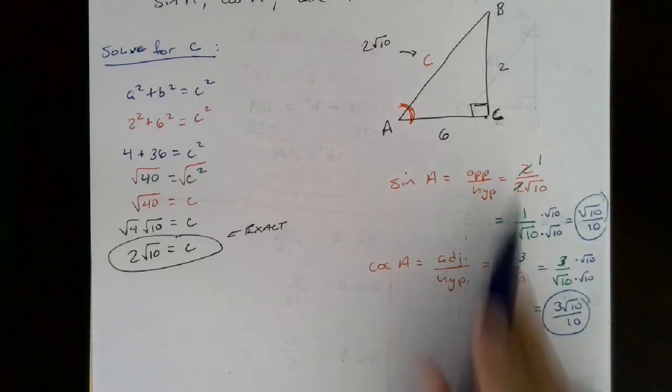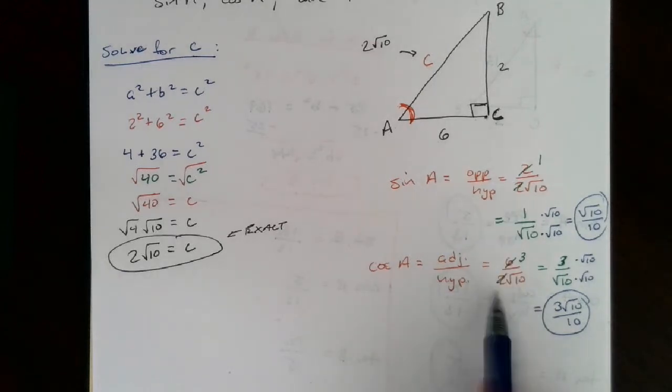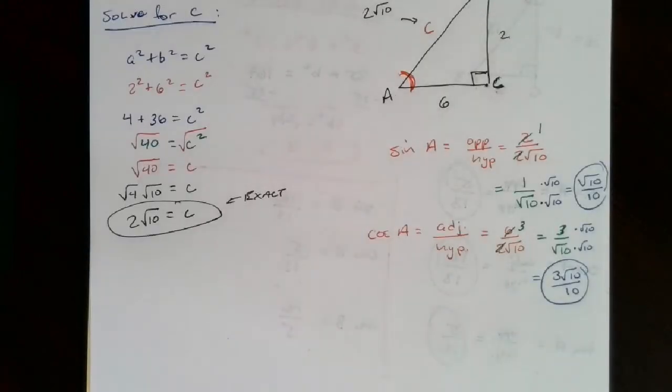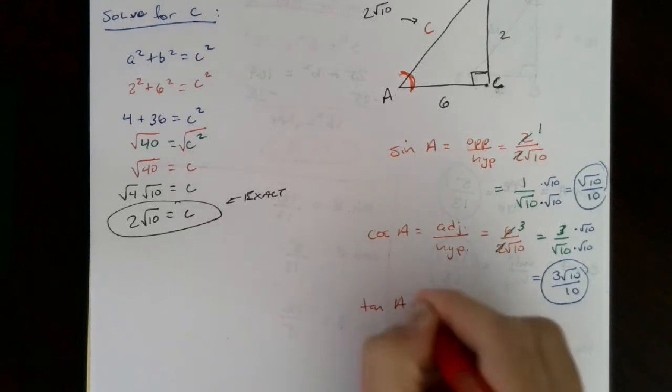Similarly here, these happen to reduce in that first step, but if they didn't reduce, you just have to leave them alone. It doesn't change anything. You need the numbers there. You should remember how to rationalize from our previous sections. And then the last one we need is tangent of A.